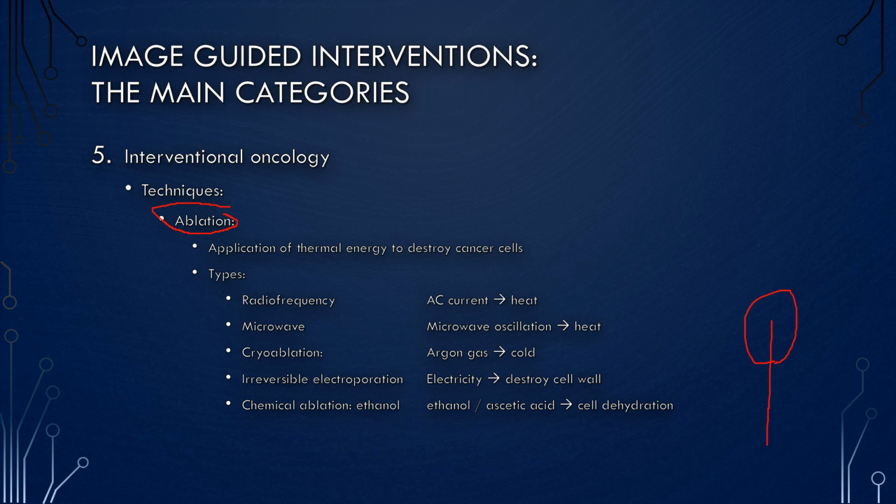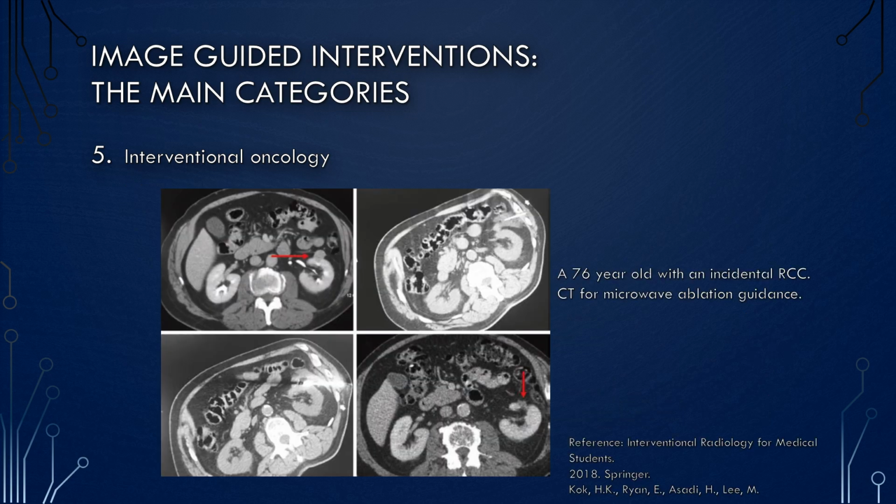Chemical ablation, for example, using ethanol or acetic acid, causes cell dehydration and cell death. Those details are not as important, but it's a good point to understand the basic concepts.